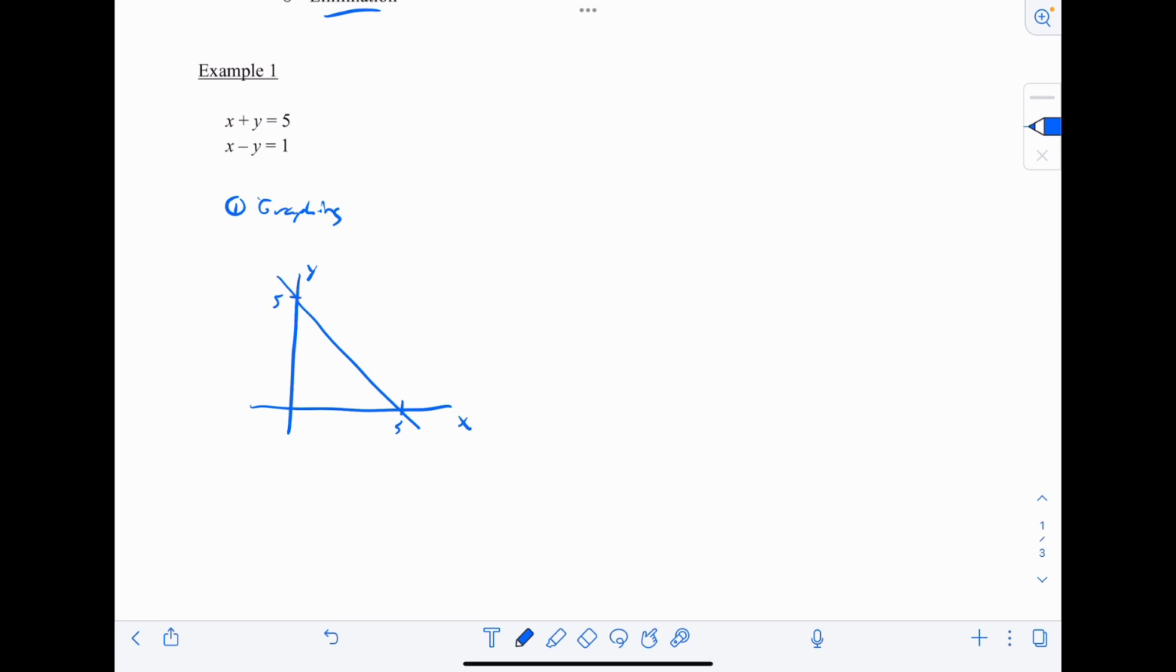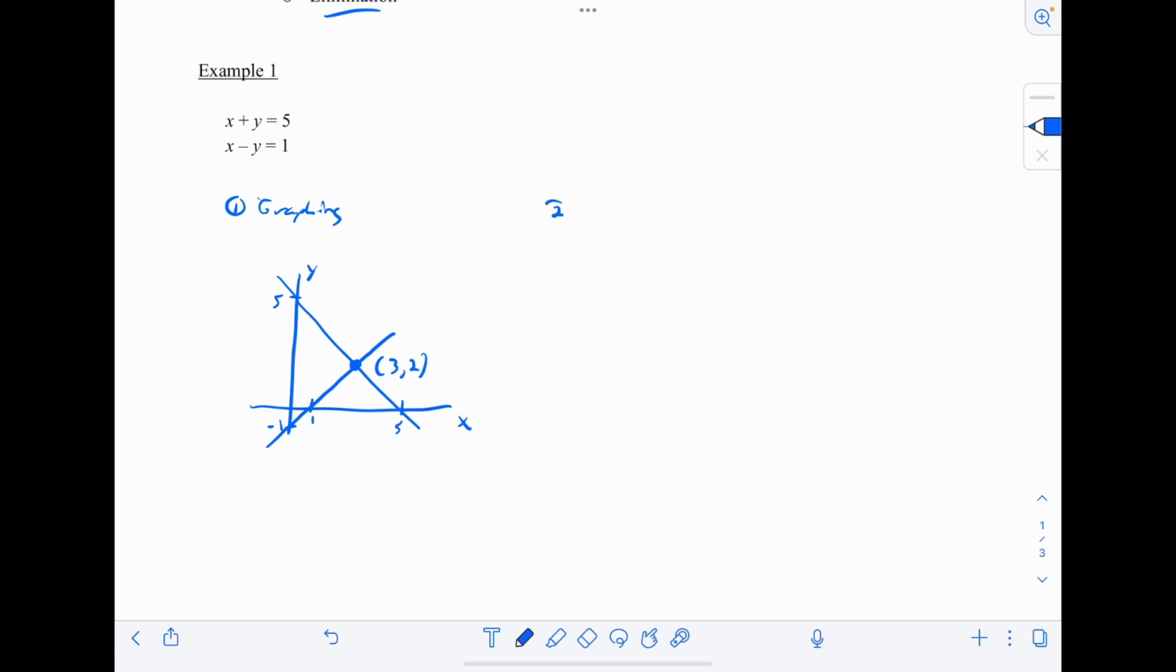And if I graph the other one, it has an x-intercept of 1 and a y-intercept of -1. So it might look something like this, at -1 and 1. And if I were to graph this accurately, maybe even using some graph paper, I would notice that these two lines intersect at the point (3, 2), which represents the solution to that system. x is 3 and y is 2.